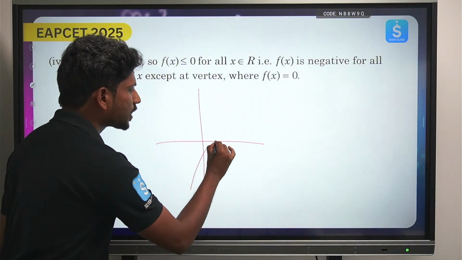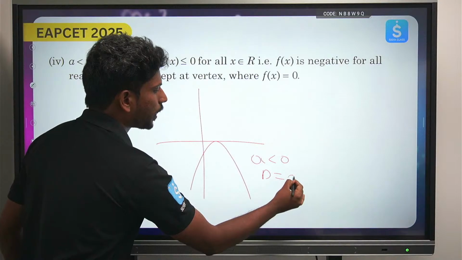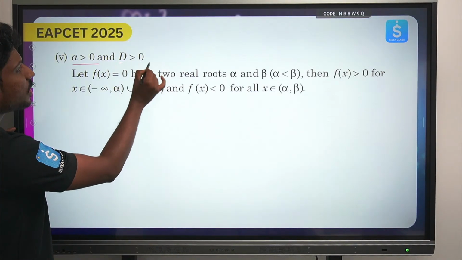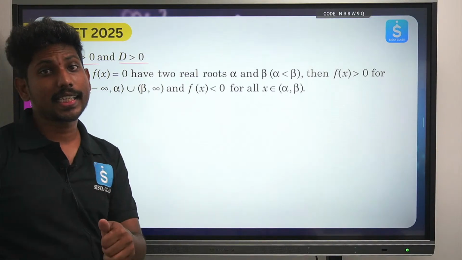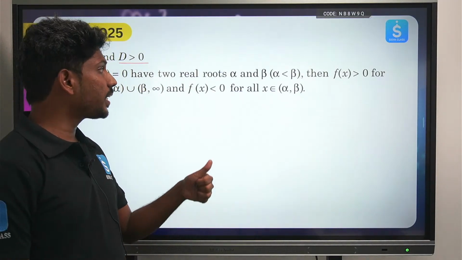The same thing, it is just touching at only one point. So this is the next one. Okay, how will this look, you tell me. So a is greater than 0, d is greater than 0. Now when I'm saying a strict inequality, that d is greater than 0, what does it mean?